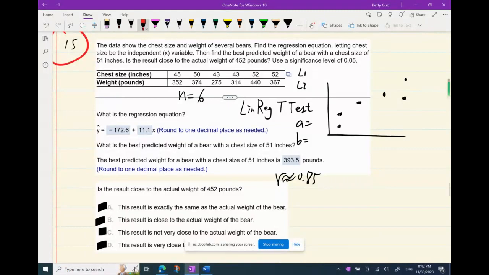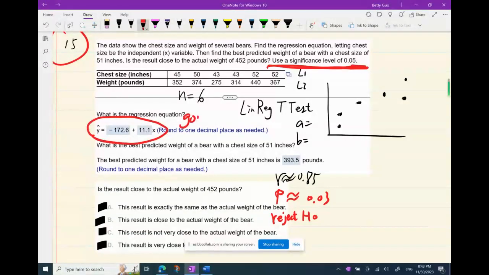Oh, okay, here. That's very important. Significance level is 0.05. Our p-value is around equal to 0.03. So the p-value is low. Reject H0. Reject H0 means we support there is a linear correlation between the two variables, and it indicates this is a good model.